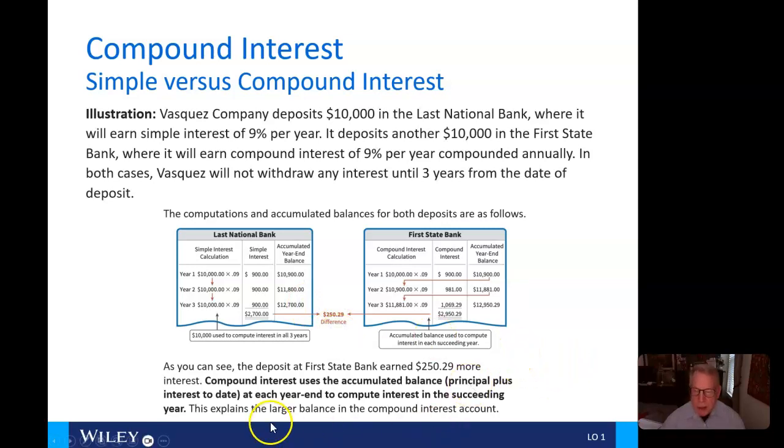So what that shows you is compound interest uses accumulated principal plus the interest to date at each year end to compute interest in the succeeding year. That explains the larger balance in the compound interest account.